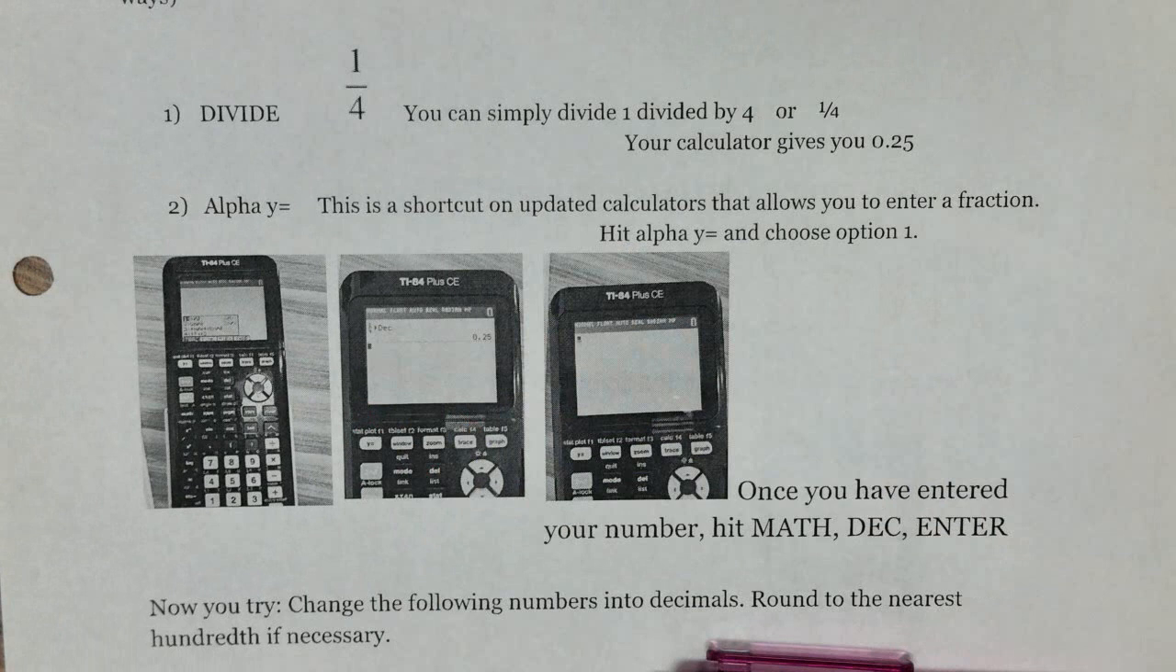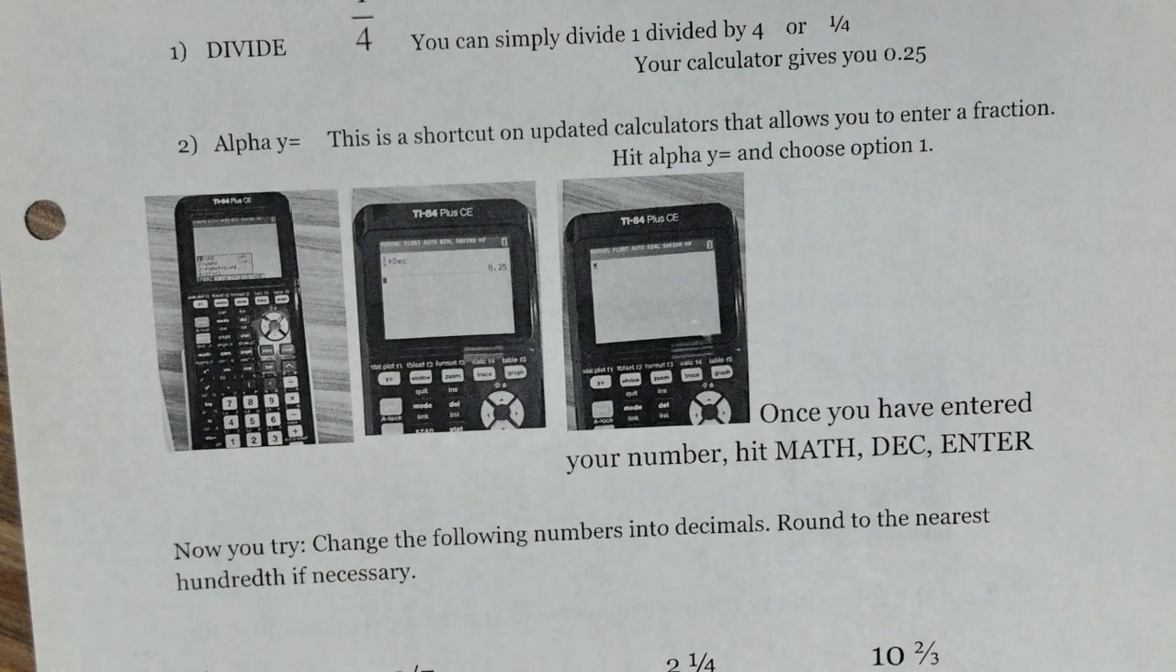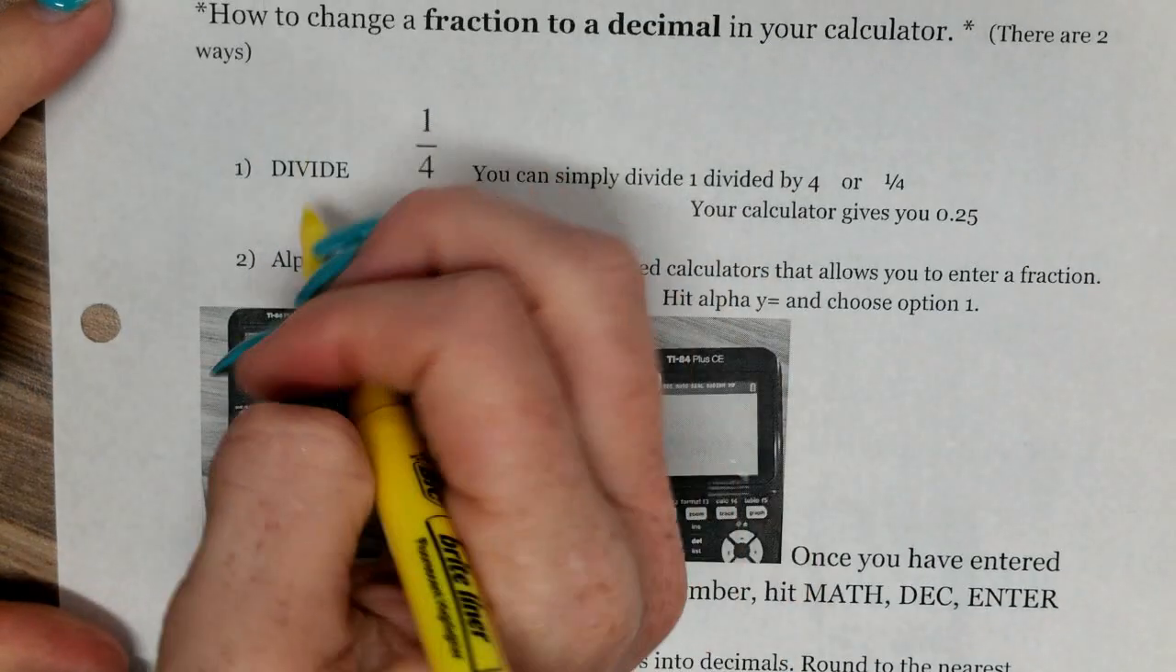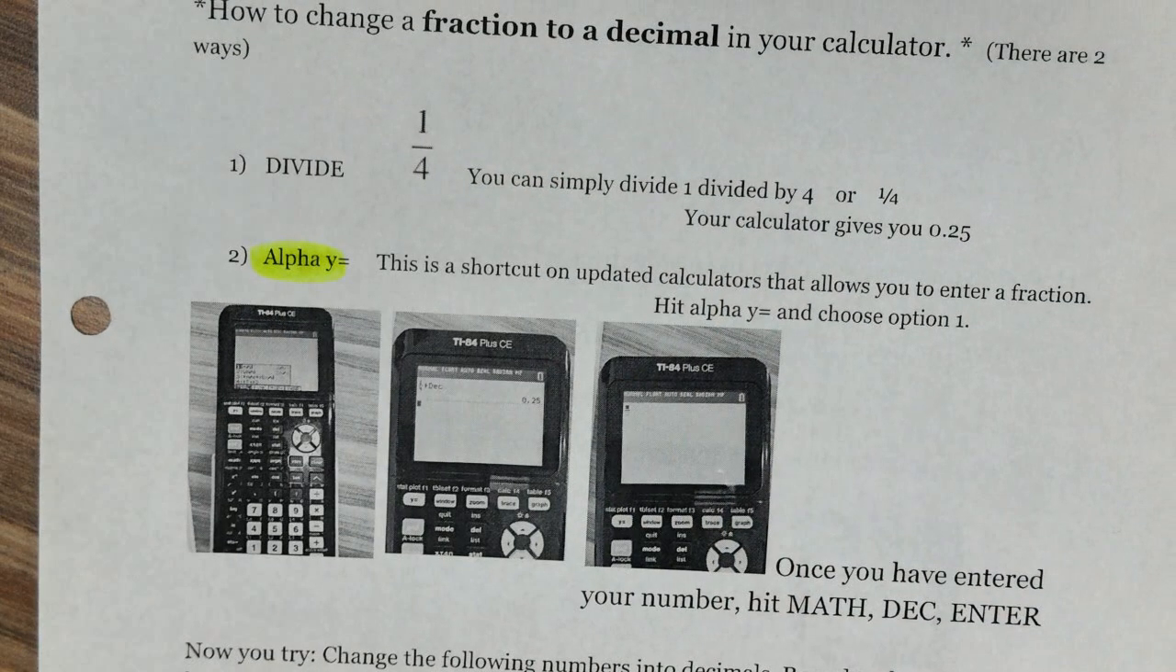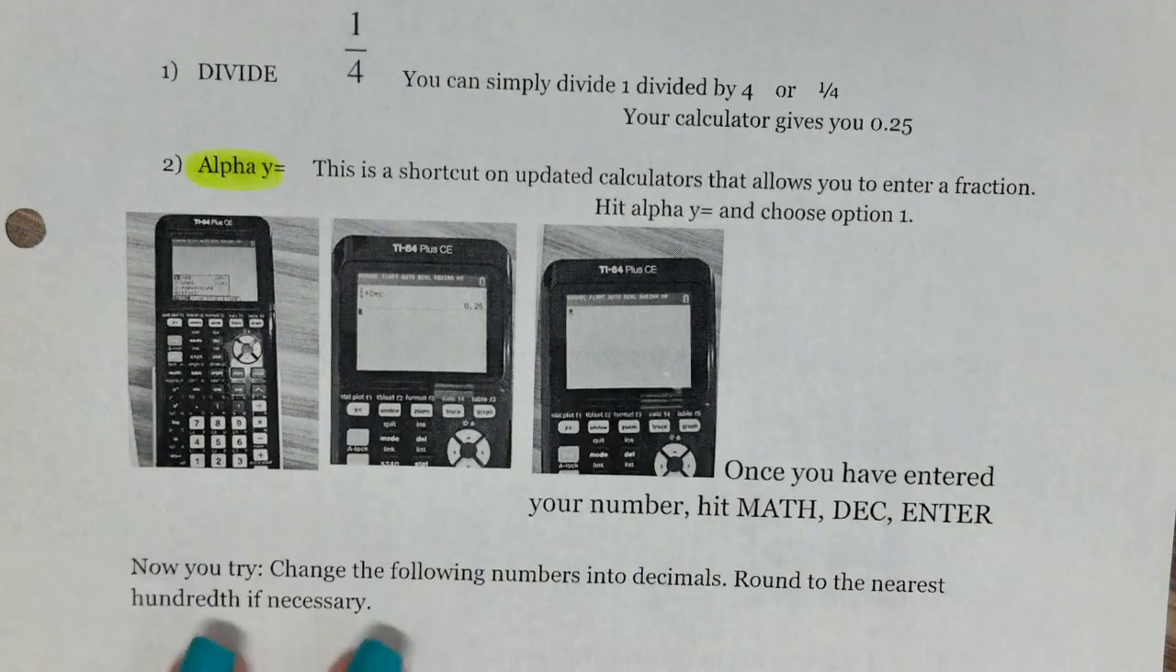Okay? Right here, where's my highlighter? You're going to hear me say this all year. Alpha y equals. Alpha y equals is a shortcut on updated calculators that allows you to enter a fraction. And y'all learned this on your scavenger hunt.